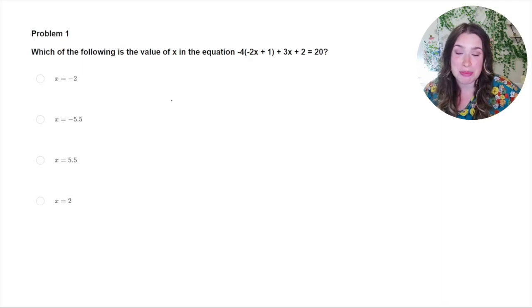All right, let's go ahead and start with problem 1. Which of the following is the value of x in the equation -4 times the quantity -2x plus 1, plus 3x plus 2 equals 20?